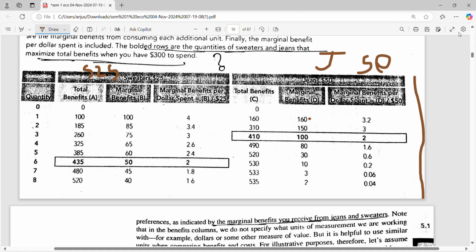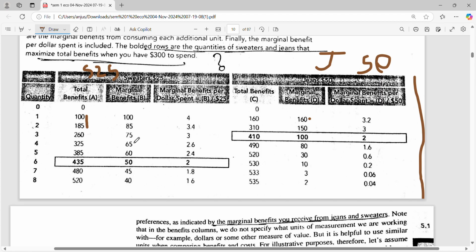So how do we check that? The marginal benefit means the addition to the total benefit. From here, 100 has changed to 185, so the addition is 85. So we just write that 85 here. Then 185 plus 75 gives you 260, so the 75 is the marginal benefit. So you got how marginal benefit is calculated, right? The addition to the total benefit.